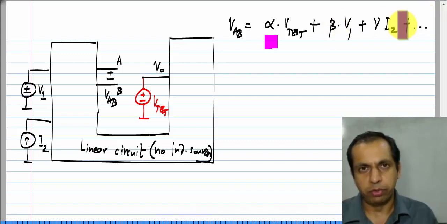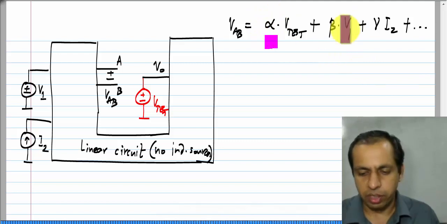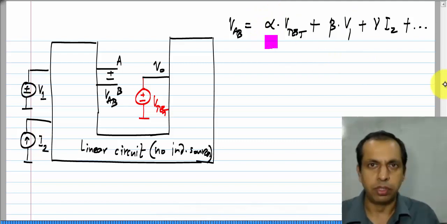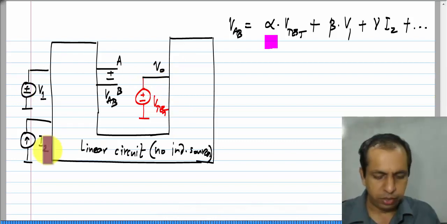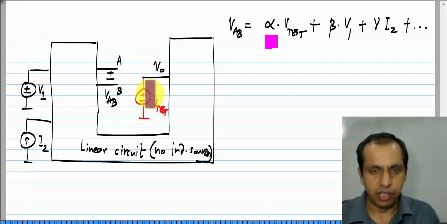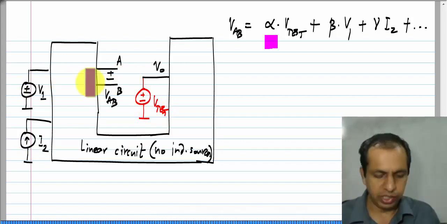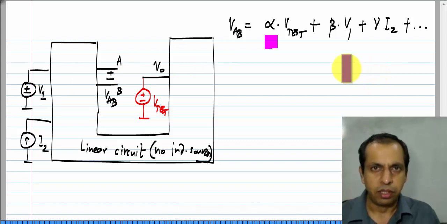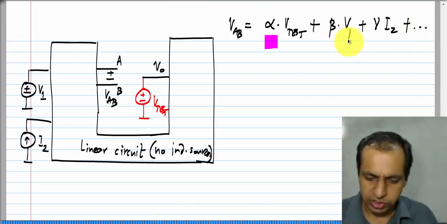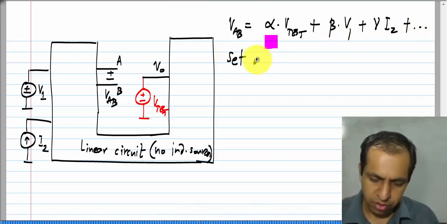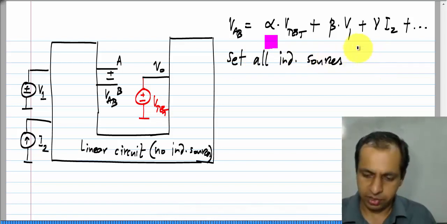Now, because we do not need to worry about this and the circuit is linear, which means superposition holds, this alpha is not affected by the values of V 1 and I 2. So, for instance, one way to analyze this whole thing would be, I first set V 1 and I 2 to 0, see the effect of V test, then set V test and I 2 to 0, see the effect of V 1, and finally set V test and V 1 to 0, see the effect of I 2. Now, I am not interested in the contributions from V 1 and I 2. So, I may as well set V 1 and I 2 to 0. So, I set all independent sources except V test, of course.